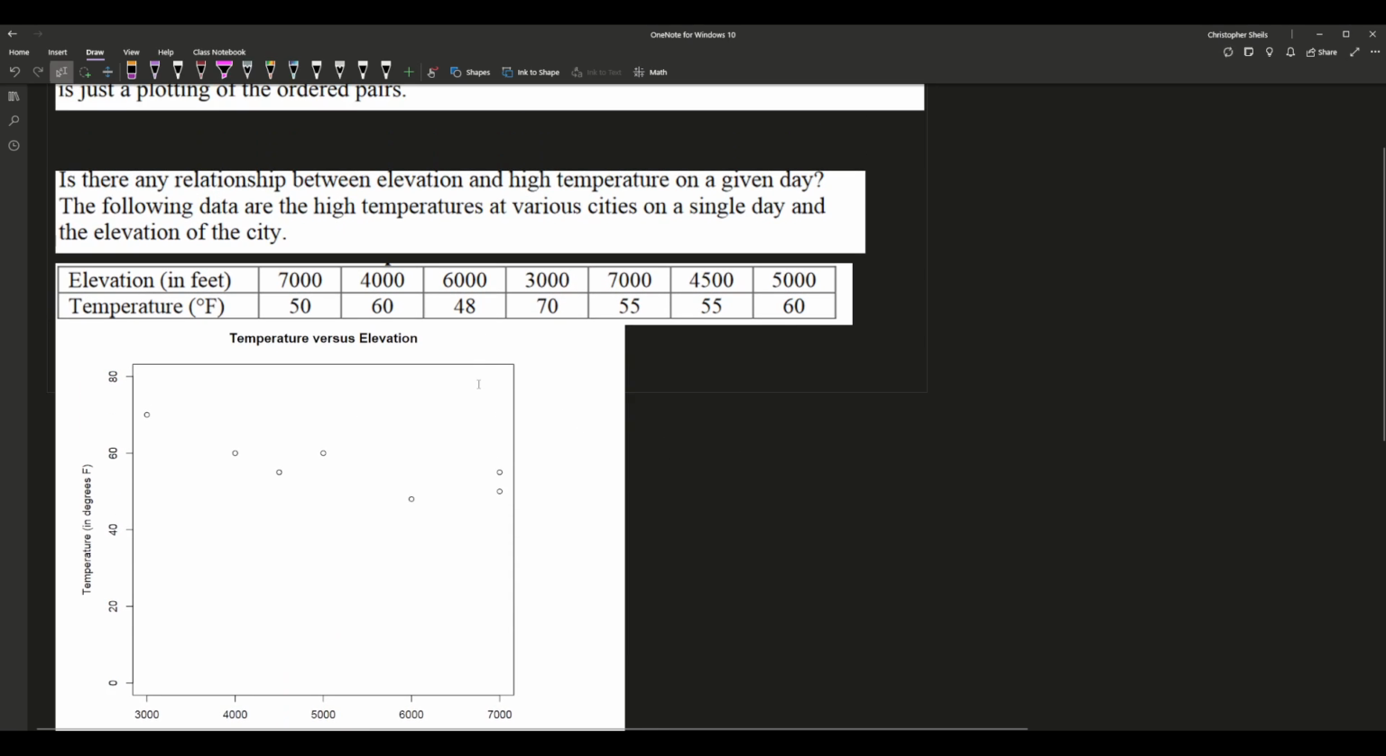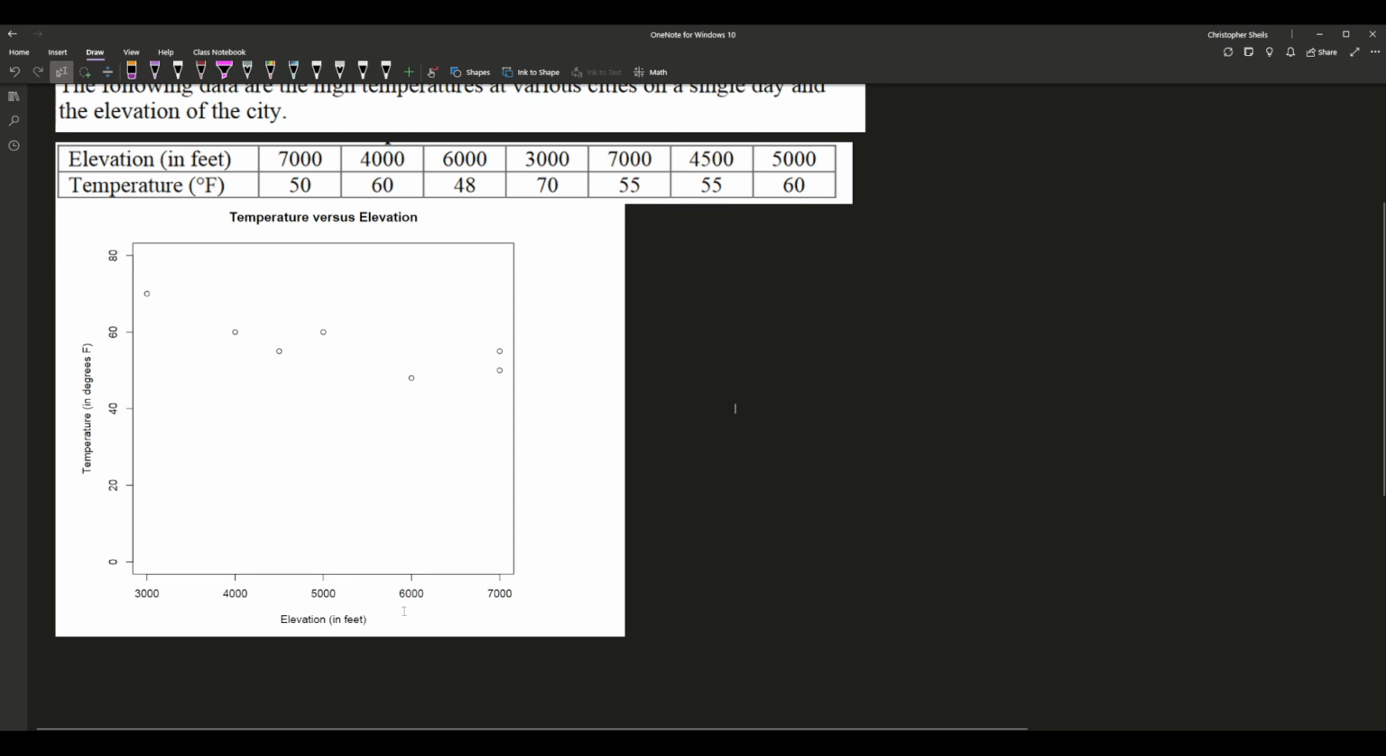If we created a scatter plot, notice on the x-axis here we have elevation starting at 3,000, which is the lowest elevation in our table. And on the y-axis we have temperature in degrees Fahrenheit. So we have the point 3,070, for instance, and 4,060, and so on for each of these data points.